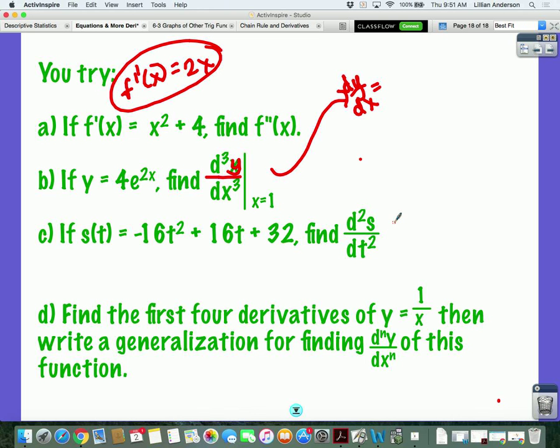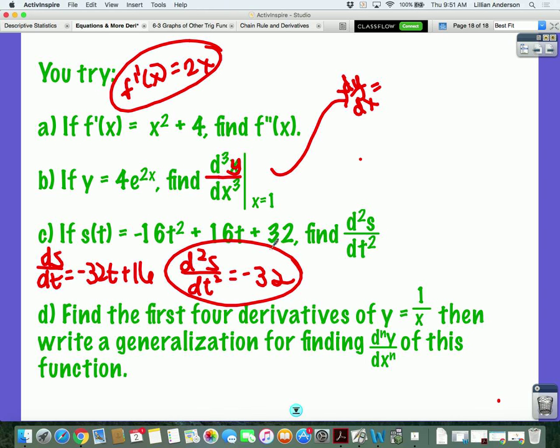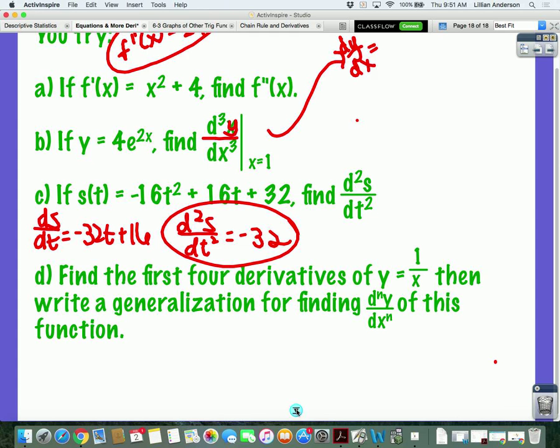What is the first derivative of this? Negative 32t plus 16. Yes. Plus 16, so then the second derivative would be negative 32. Good stuff. So again, like I said, B will come back for when we do chain rule. And now the first 4 derivatives of this function.